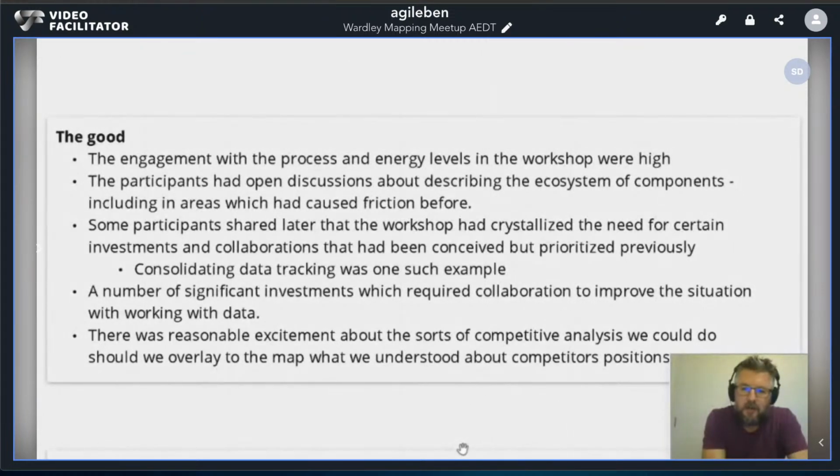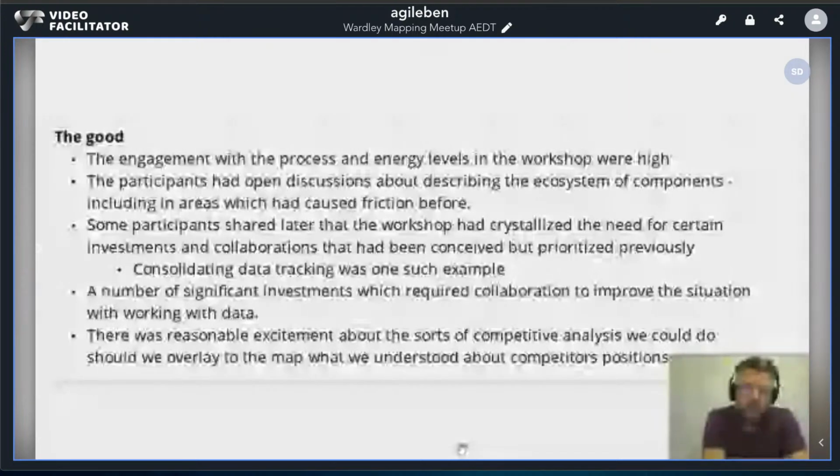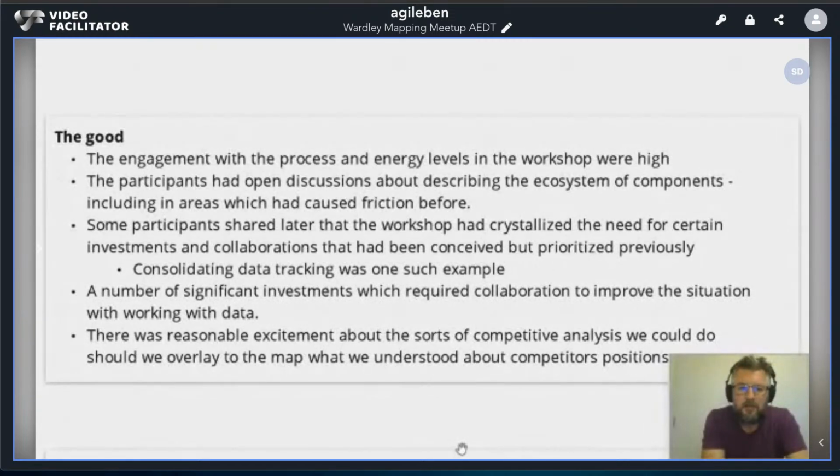It crystallized the need for certain investments, things like the duplication across different tracking systems, and the fact that they were duplicated because different groups had owned them. Just agreeing to work together on a better solution was important, and that working out the give and take, there was going to be value in that.